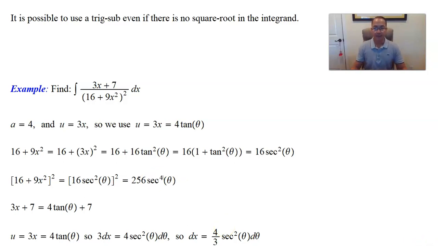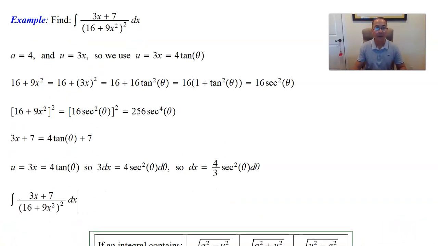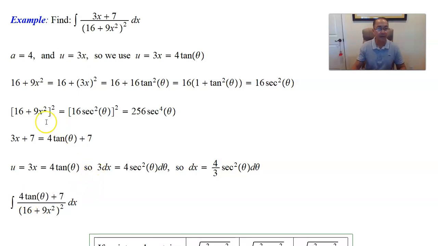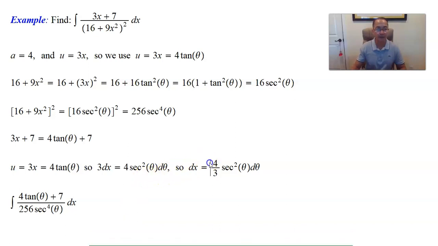All right, I think we got everything. Time to plug them in. 3x plus 7 is 4 tangent theta plus 7. The denominator is 256 secant to the 4th power. And dx is 4/3 secant squared theta d theta. Okay, all the x's are gone, including dx. We are left with just thetas.